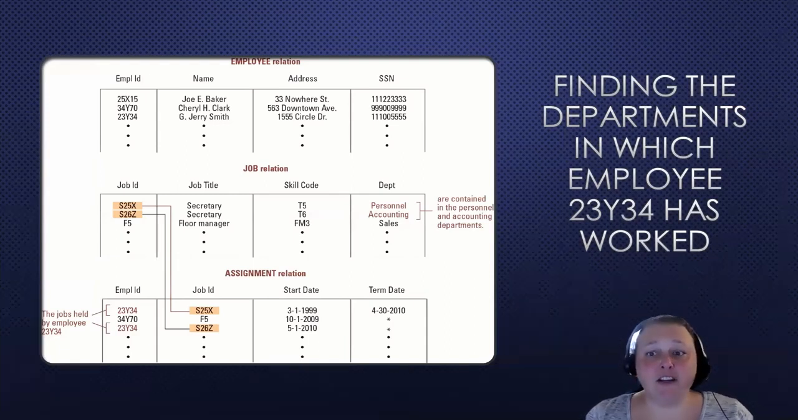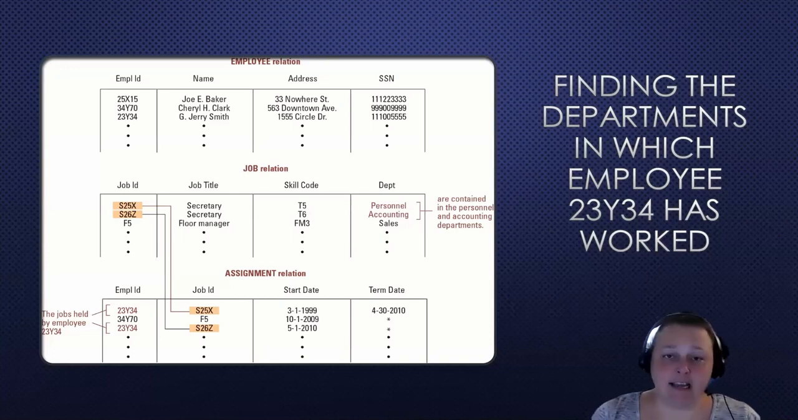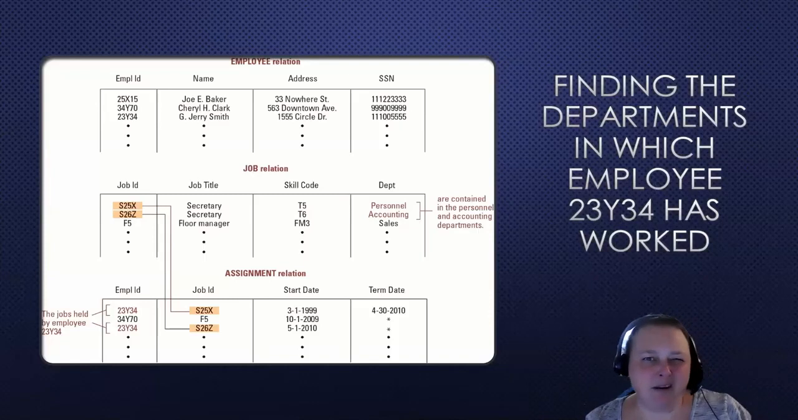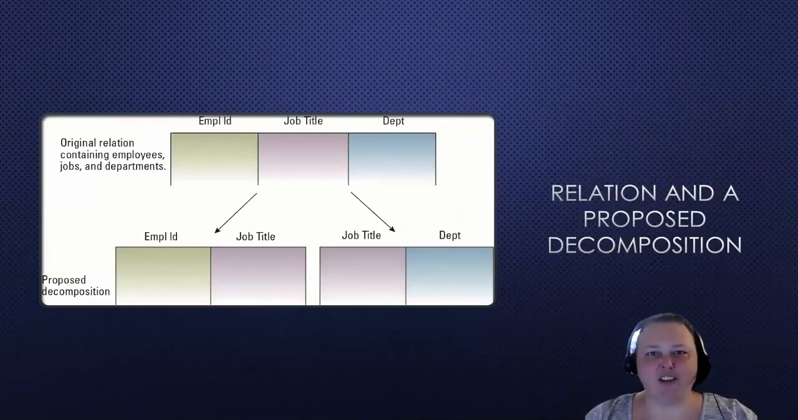So if we want to find the department in which the employee has worked, we're going to go down to that assignment relation and pull out all of the job IDs that have that employee ID equal to the 23Y34. Here we can see there's going to be 2 different job IDs. Then we can take that job ID and look in the job relation table and then find the department directly. Again, very easy to do. There might be another step or 2, but we do have ways of consolidating those steps down. We'll look at that in a little bit.